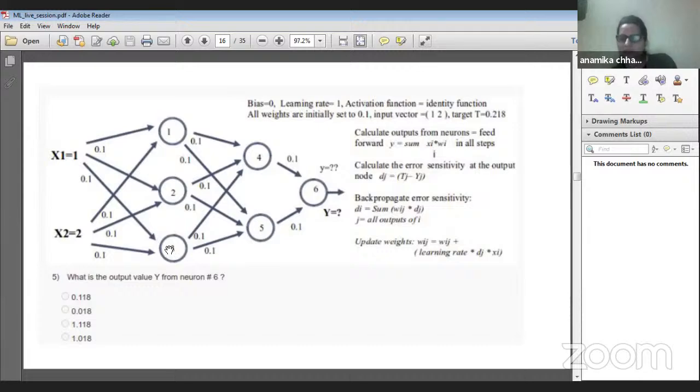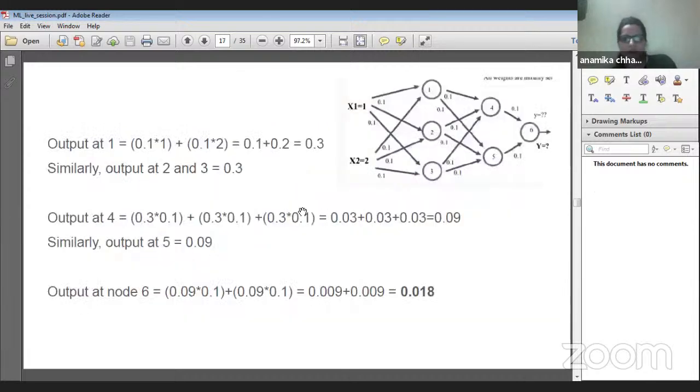Now whatever we get here, that becomes the input for node number 4 and 5. Okay, and again the weights are given, so we compute the weighted output at 4 and 5. And whatever we get over here, that becomes the input to neuron number 6, and that is what should be the answer.